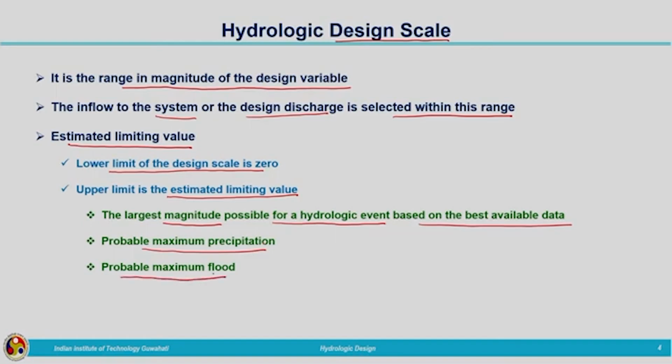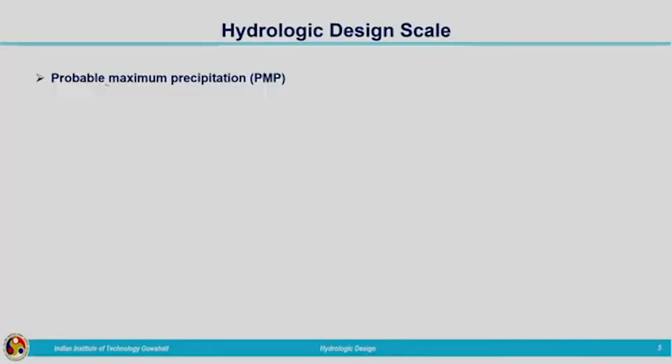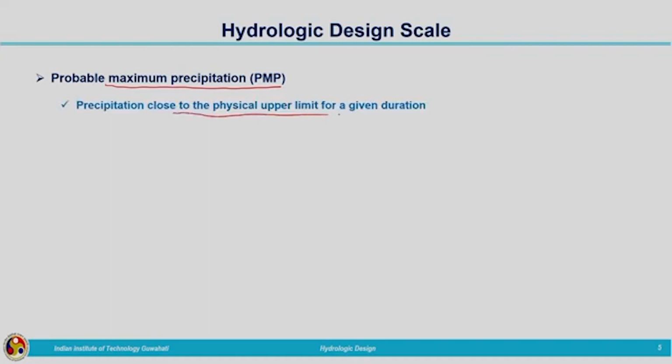As far as the limiting value is concerned, if it is given in terms of precipitation, it is termed probable maximum precipitation, and if it is described in terms of discharge value, it is termed probable maximum flood. And what is this probable maximum precipitation? Probable maximum precipitation is the precipitation close to the physical upper limit for a given duration. For a given duration, what will be the highest value this precipitation can take? That is taken as the probable maximum precipitation.